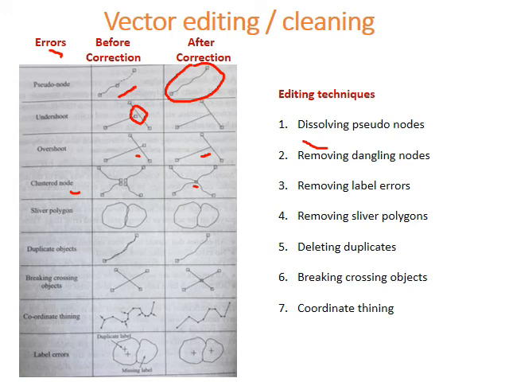And coordinate thinning: you have too many nodes here and you have to thin those node points. And there may be a label error. You may have a duplicate label for one polygon. Those duplicate labels have to be removed. These are the ways by which you edit your vector data and clean the vector data.